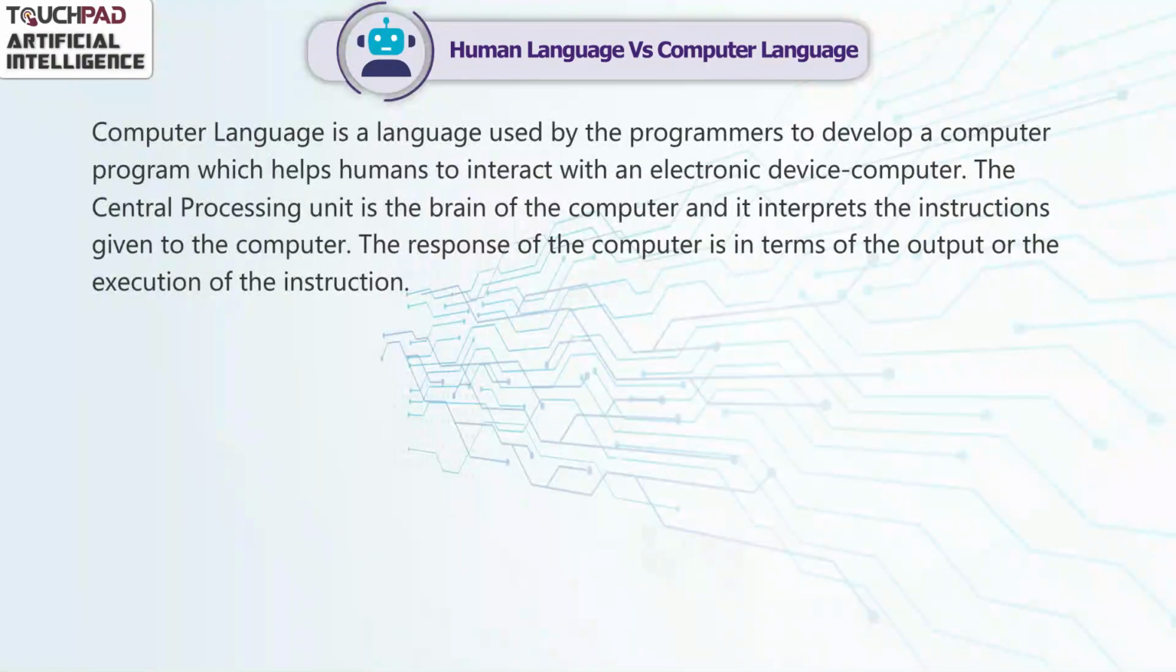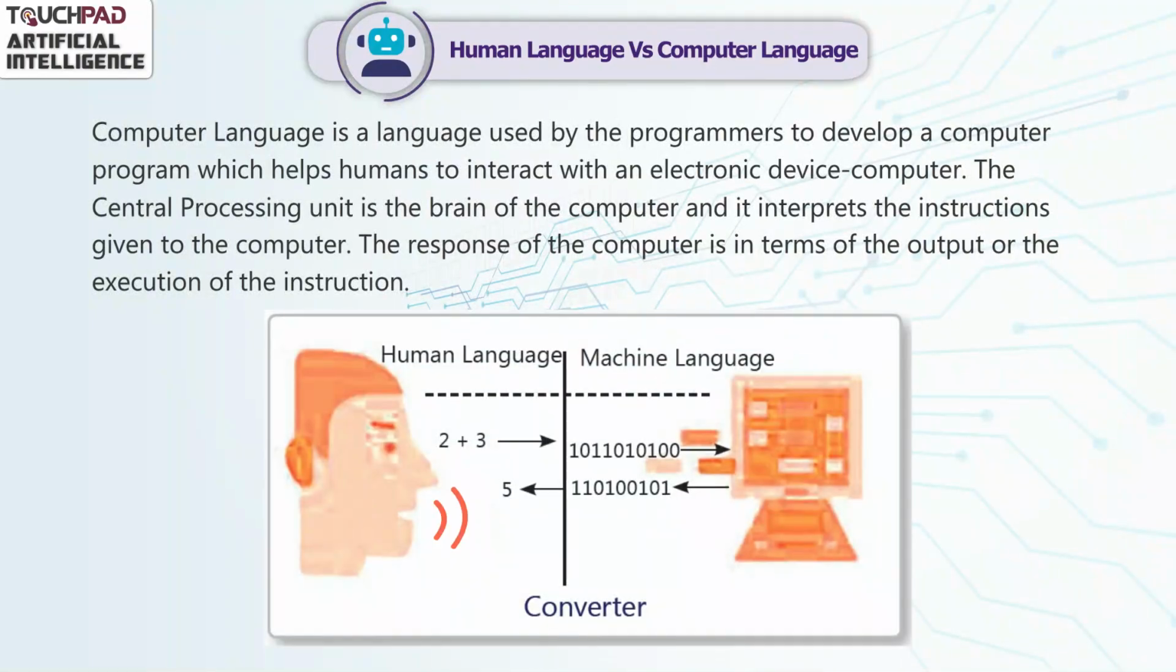Computer language is a language used by the programmers to develop a computer program, which helps humans to interact with an electronic device, the computer. The central processing unit is the brain of the computer, and it interprets the instructions given to the computer. The response of the computer is in terms of the output or the execution of the instruction.